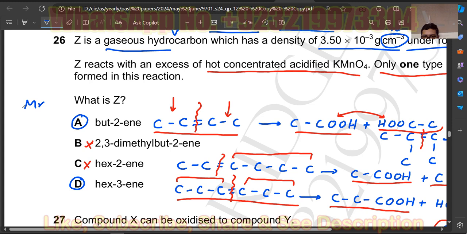Okay, over here in butene we have four carbon atoms, and how many hydrogen atoms do we have? 3, 3, 6, 6 plus 2, 8. We have 8 hydrogen atoms. If you find out the Mr value of 4 carbon and 8 hydrogen, you will get the value of 56.